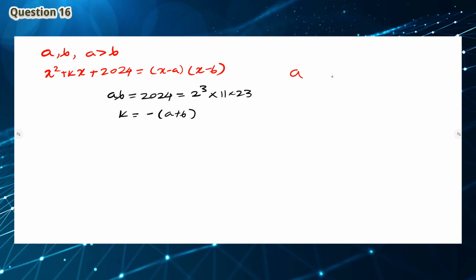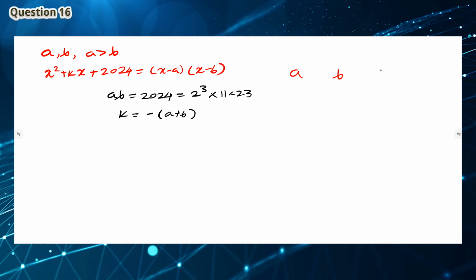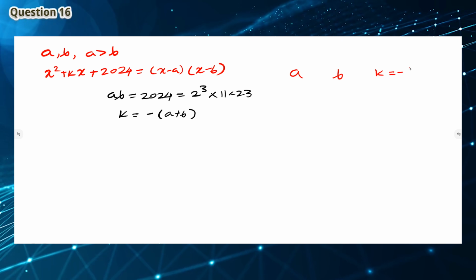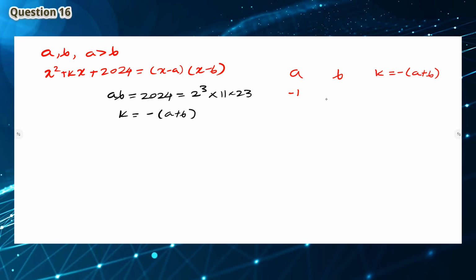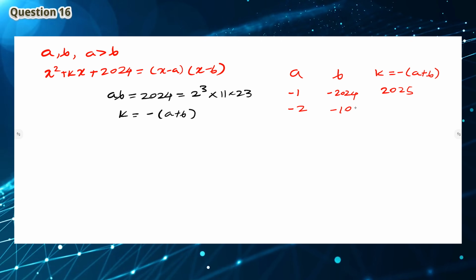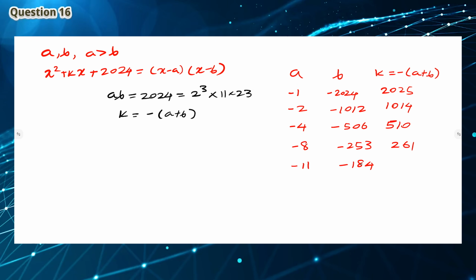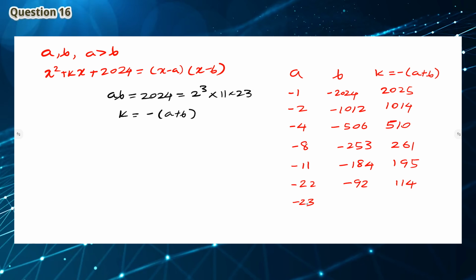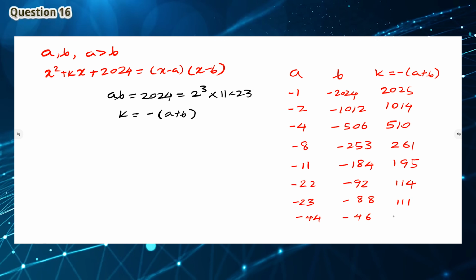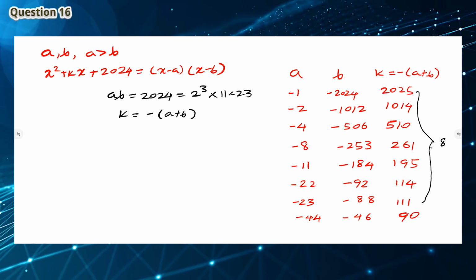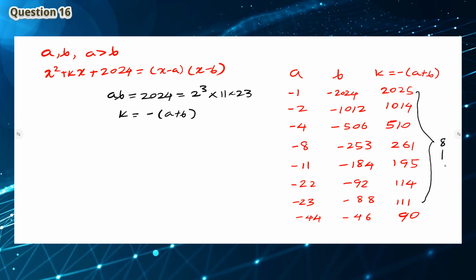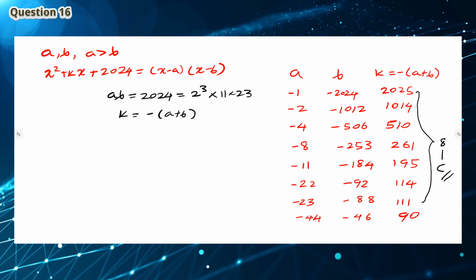We can then make a table to find the values of a, b, and k. Altogether, there are a total of 8 possible values of k, which means the answer is C.